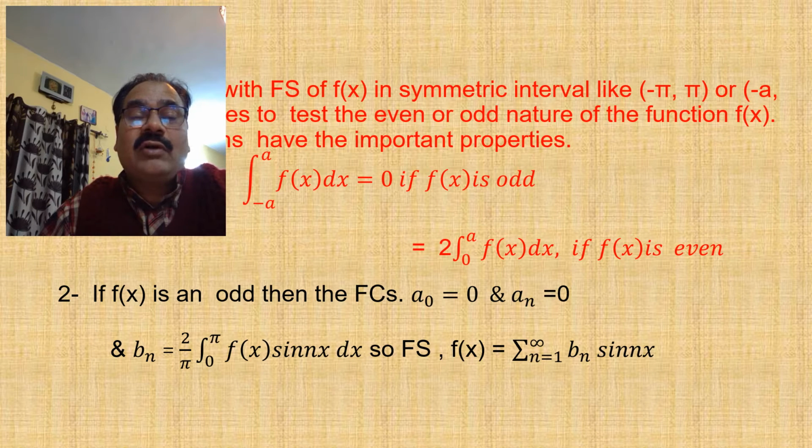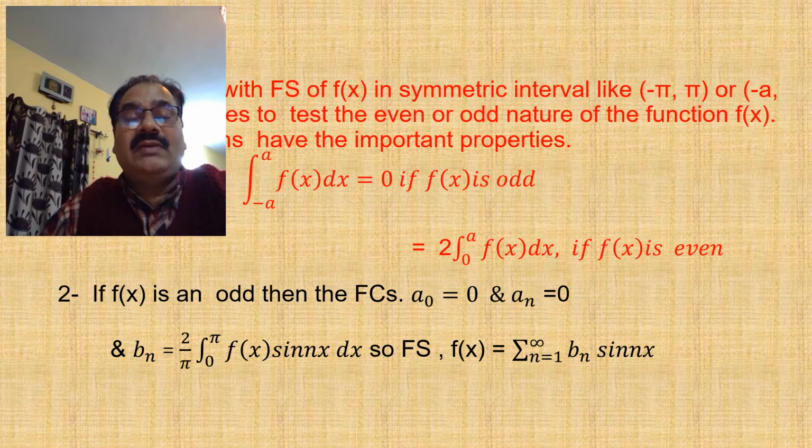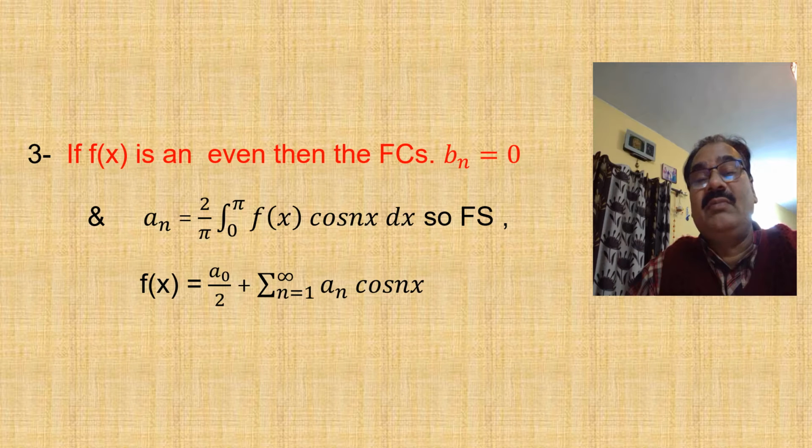If f(x) is odd, then the Fourier coefficients a naught will be 0 and a n will also be 0. So as we have seen in the second case, you will get only b n. b n is 2 over pi, integral 0 to pi f(x) sin nx dx. So the Fourier series of f(x) in this case is summation n equal to 1 to infinity b n sin nx. The third case is very obvious. If f(x) is even, then the Fourier coefficient b n will be 0, and in this case f(x) is equal to a naught by 2 plus summation over n equal to 1 to infinity a n cosine nx.